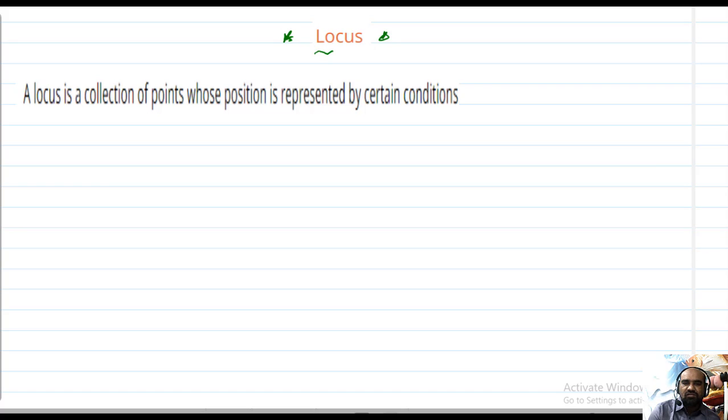This word locus is derived from a Latin word. The meaning of locus in Latin is place or location. Literally, the meaning of locus is a place or a location. But what is the meaning in the coordinate plane? A locus is a collection of points whose position is represented by certain conditions.